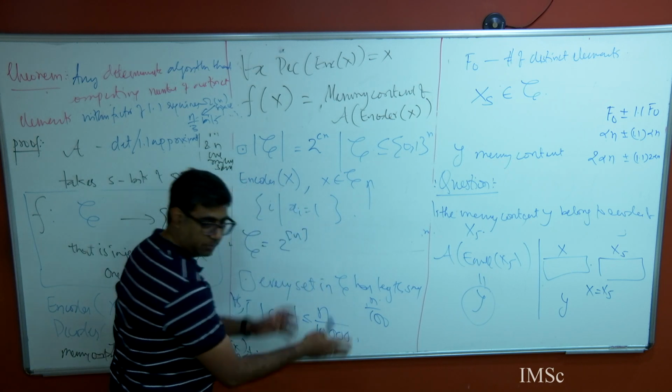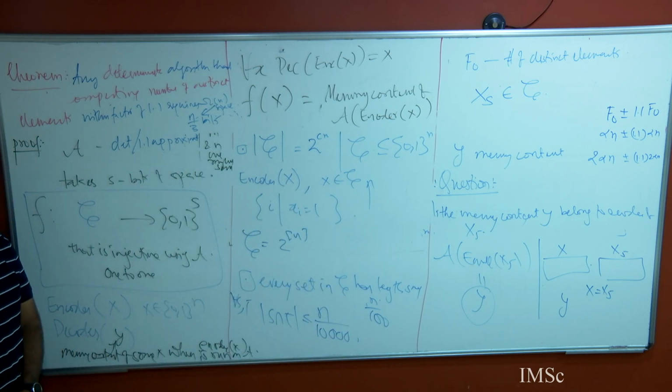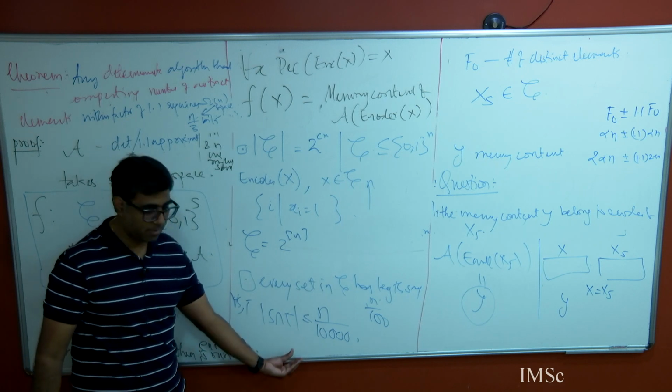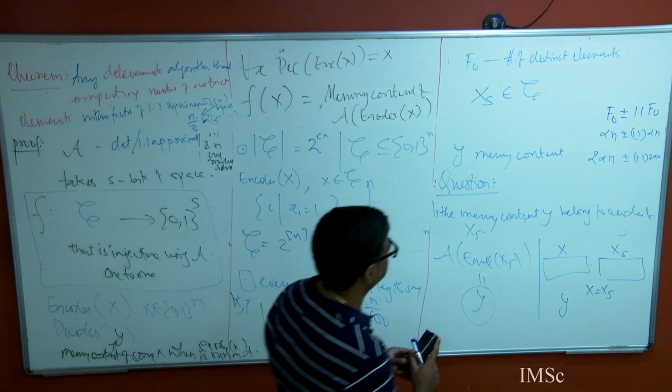10,000? 10,000. Suppose I prove this to you. Then what happens? If I prove this, that any set S intersection T is n by 10,000, then let's see what happens to this computation.